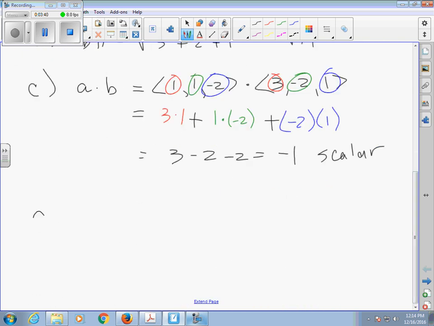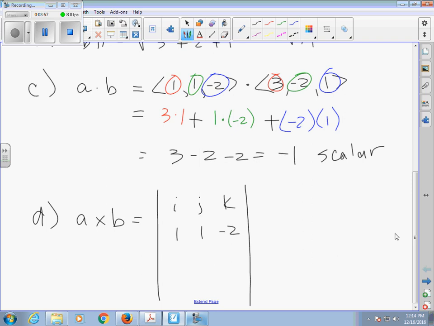D, the cross product, not the dot product, but the cross product of A and B. So for the cross product we do a matrix. We're taking the determinant of the matrix. That's what FR means when we get to the second semester. That will become more clear.